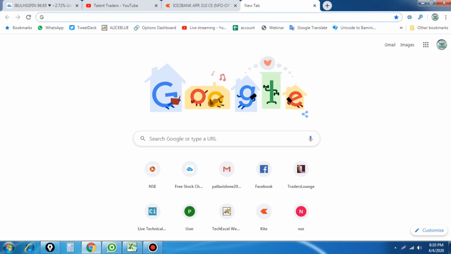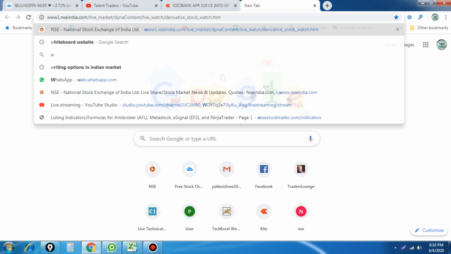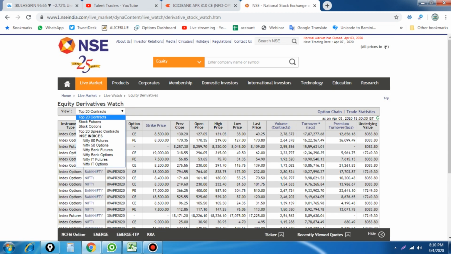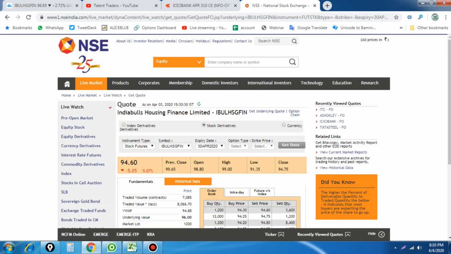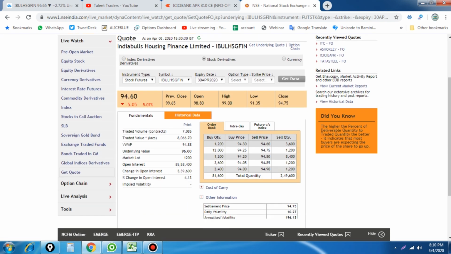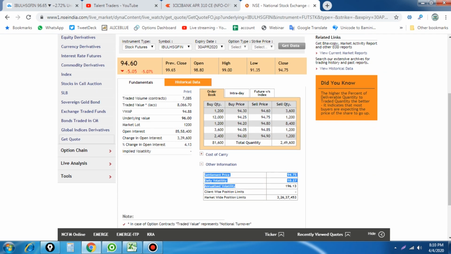First of all, I'm going to open the NSE India website. From there, I'm going to take Indiabulls Housing. Now we'll see what is the current price and what should be the trading range and everything, which we can calculate based on the Excel sheet. You have to see the historical volatility is around 196.13. So the current market price is 94.6 and historical volatility is 196.